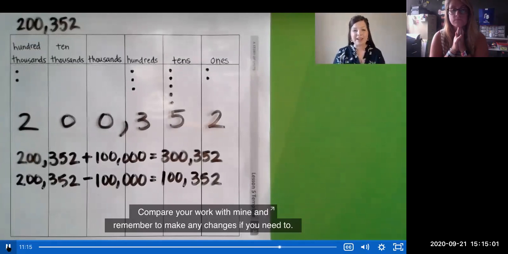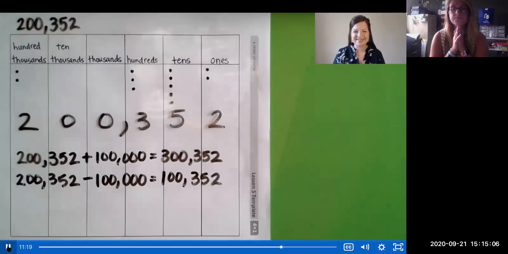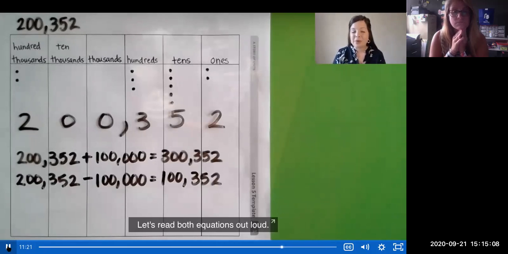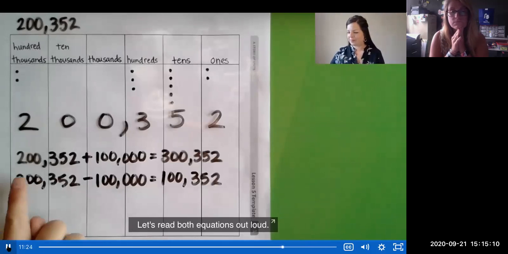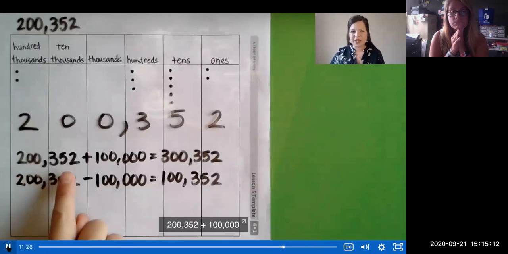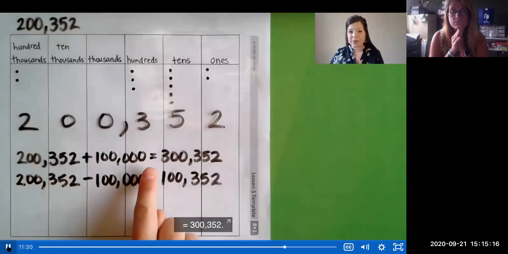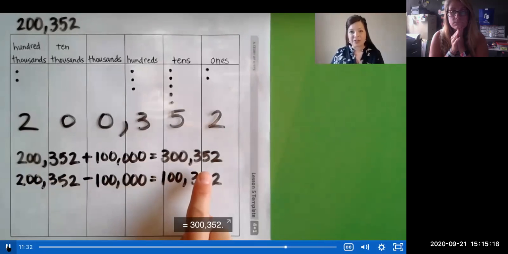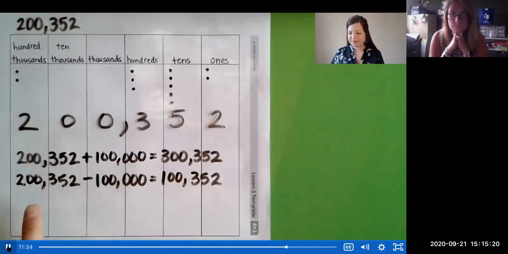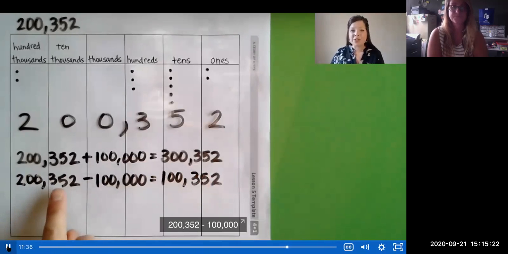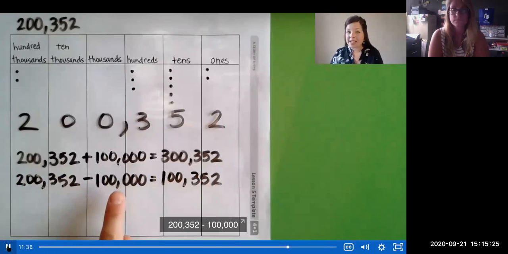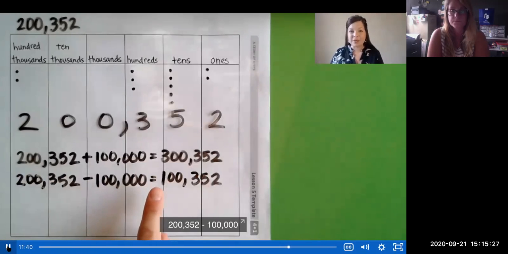Compare your work with mine, and remember to make any changes if you need to. Let's read both equations out loud. 200,352 plus 100,000 equals 300,352. 200,352 minus 100,000 equals 100,352.